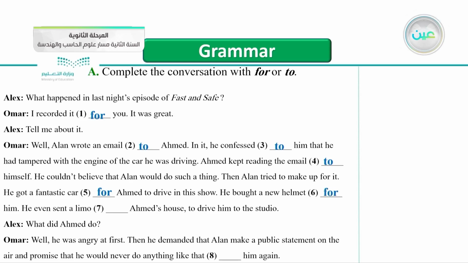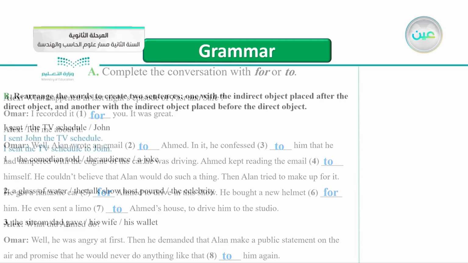He even sent a limo, Ahmed's house. Very good. To Ahmed's house. He even sent a limo to Ahmed's house to drive him to the studio. Alex, what did Ahmed do? Umar said, well, he was angry at first. Then he demanded that Alan make a public statement on the air and promise that he would never do anything like that for him or to him. Yes, to him again. So now we know when to put to and when to put for.